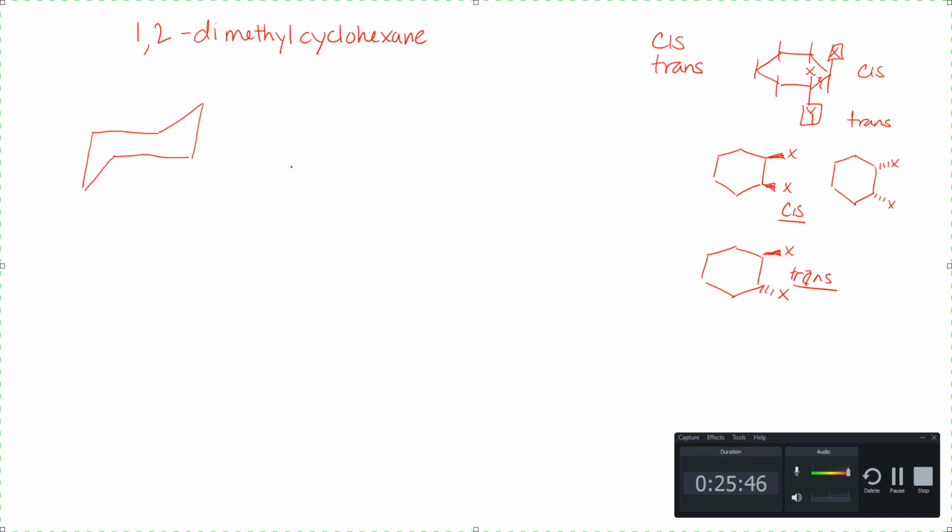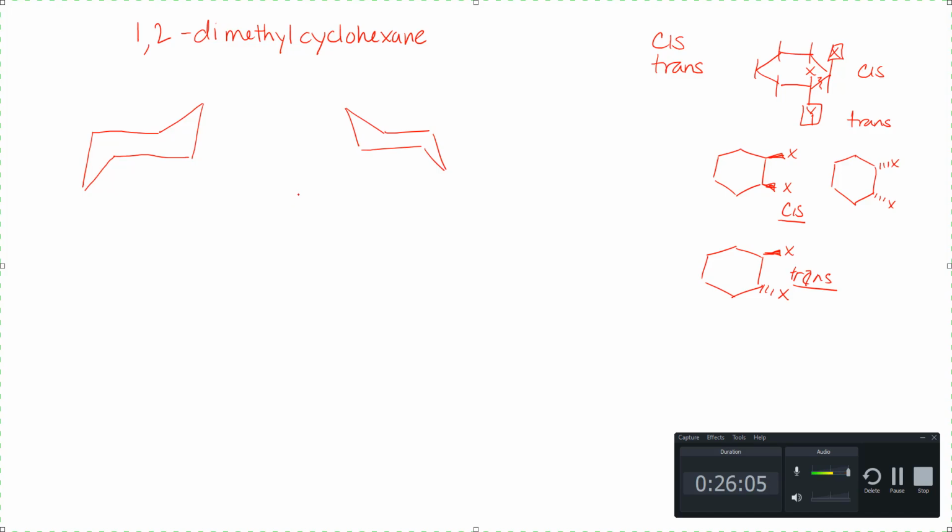And have I been doing this for 27, 28 years? Yes. Am I good at drawing this chair conformation? Apparently not.